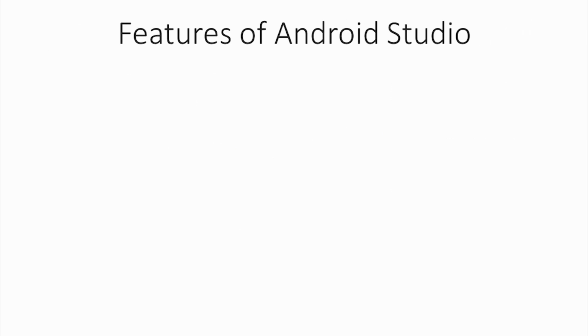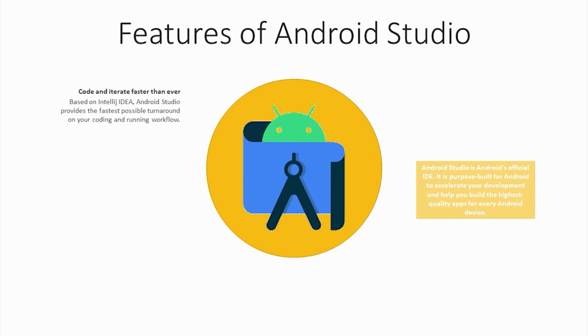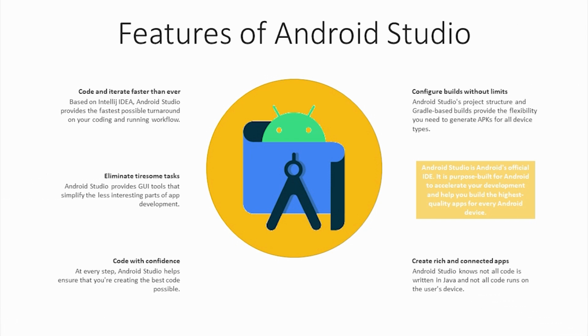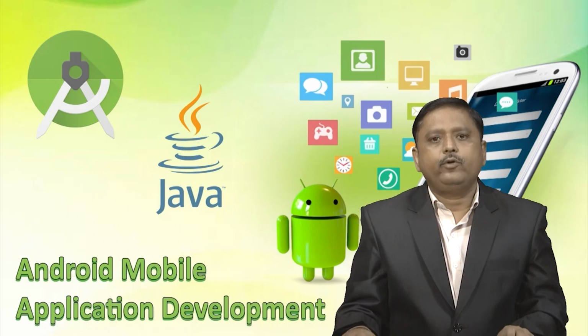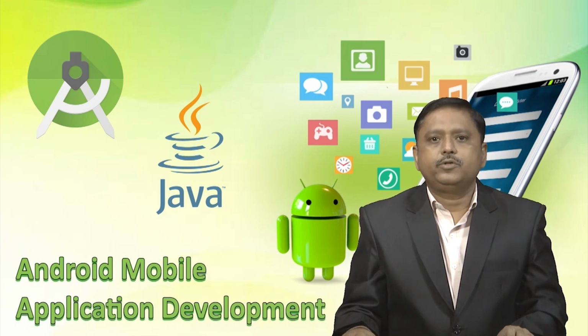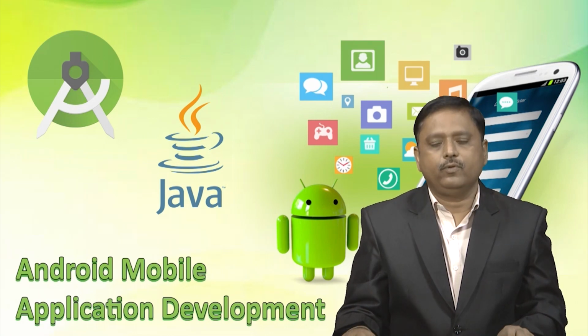Now let us start with features of Android Studio. As we mentioned earlier, Android Studio is Android's official IDE or Integrated Development Environment. It is purpose built for Android to accelerate your development and help you build the highest quality apps for every Android device. The first feature is code and iterate faster than ever. Android Studio is based on IntelliJ IDE. So, Android Studio provides the fastest possible turnaround on your coding and running workflow.